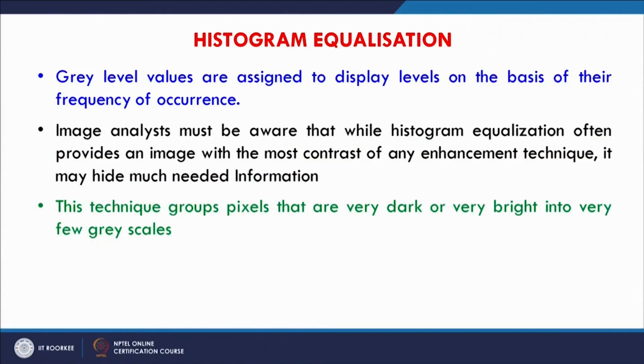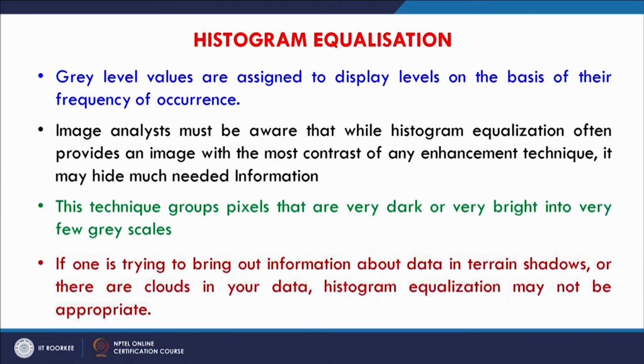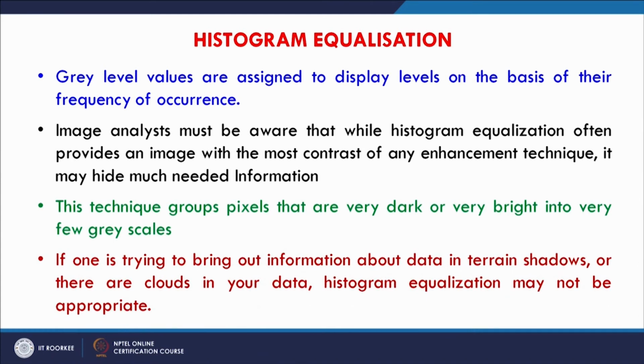This technique groups pixels that are very dark or very bright into very few gray scales. And if one is trying to bring out information about data in the terrain shadows, or there are clouds in your data, then histogram equalization should not be applied.